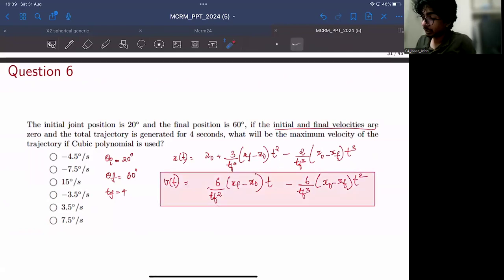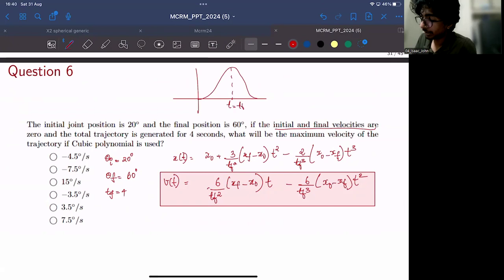And you are actually asked to find out the maximum velocity. And if you can recall, in most cases in cubic cases, the maximum velocity occurs at halfway around. If you can recall the velocity profile, it looks something like this. And the maximum velocity always happens at around tf by 2.